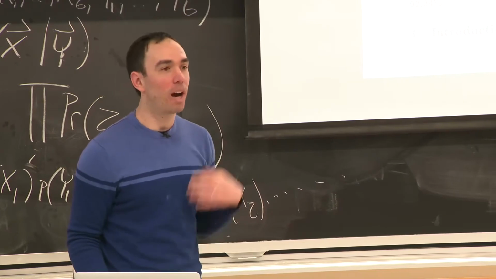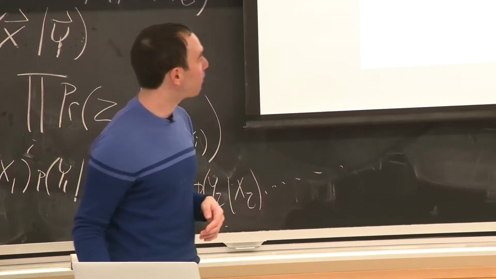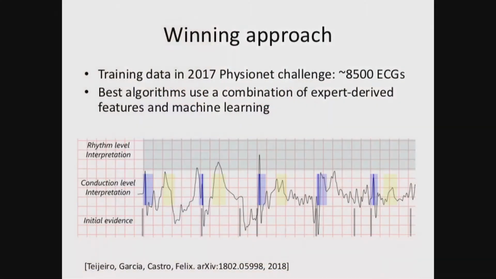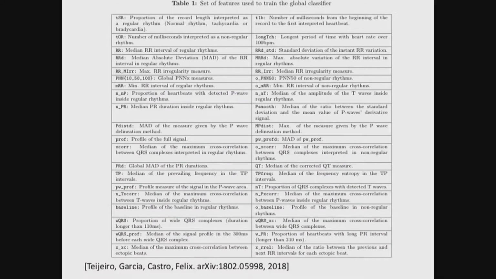But where are we as a field? So as I mentioned, there was this competition last year. And what I'm showing you here, the citation is from one of the winning approaches. And this winning approach really brings the two paradigms together. It extracts a large number of expert-derived features, shown here. And these are exactly the types of things you might think, like proportion, median RR interval of regular rhythms, max RR irregularity measure, and just a whole range of different things that you could imagine manually deriving from the data.